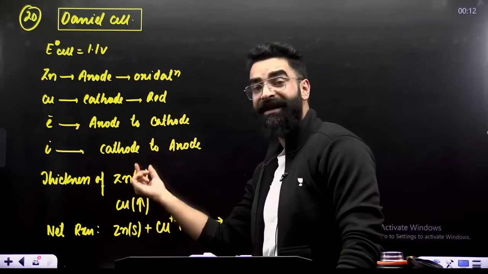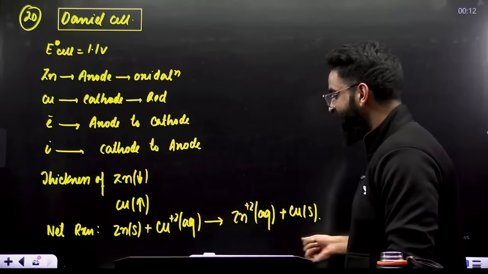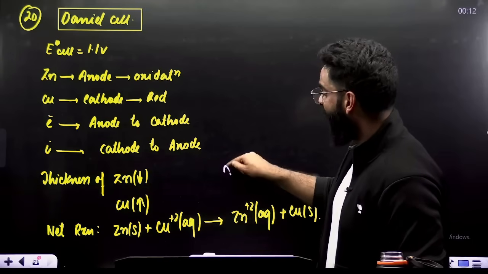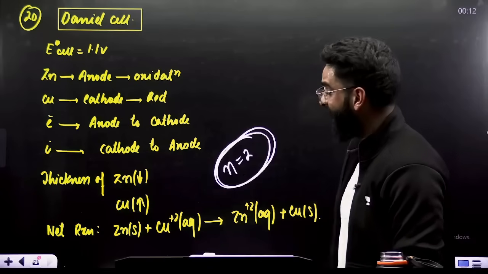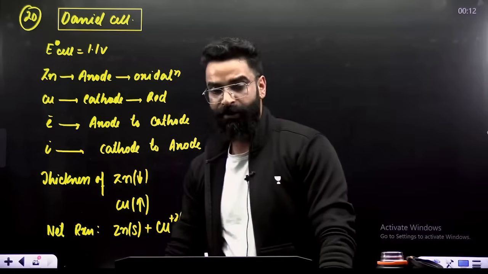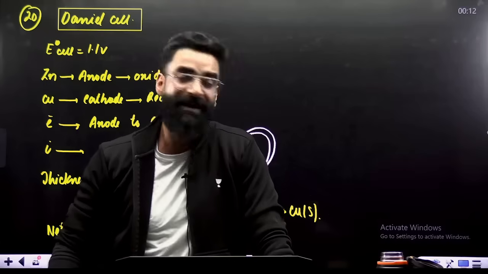Thickness of the zinc rod decreases with time. Thickness of the copper rod increases with time. And this is the net reaction that takes place in the Daniell cell. And remember, the n value in the case of the Daniell cell is 2. That means the number of moles of electrons exchanged in the Daniell cell is equal to 2. So these were some easy concepts, my dear students, out of which anything can be asked.